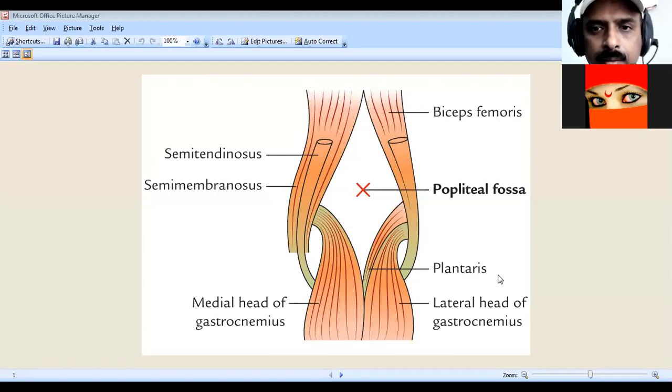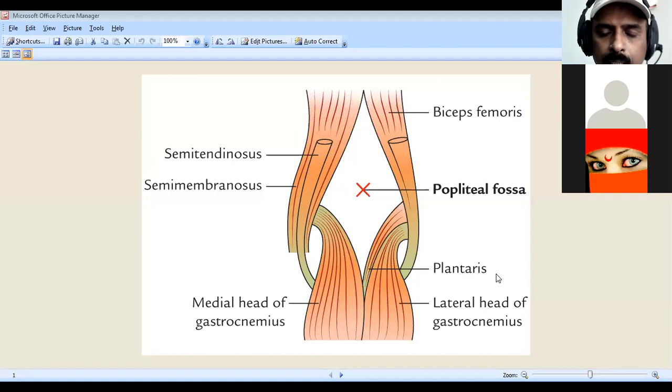Here, first of all, a common 2 marks question sometimes asked is the boundaries forming muscles of the popliteal fossa. And sometimes we are asked the contents of the popliteal fossa, and what structures form the roof and all. So you have to remember that.